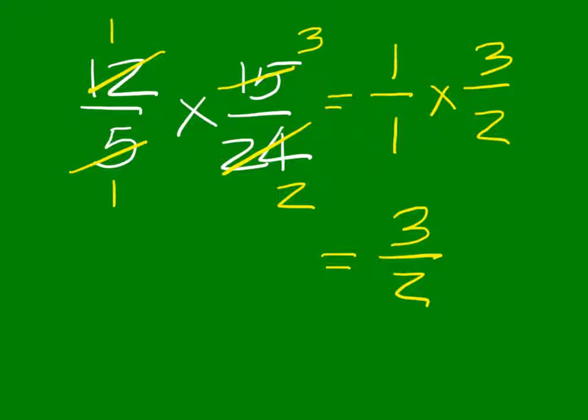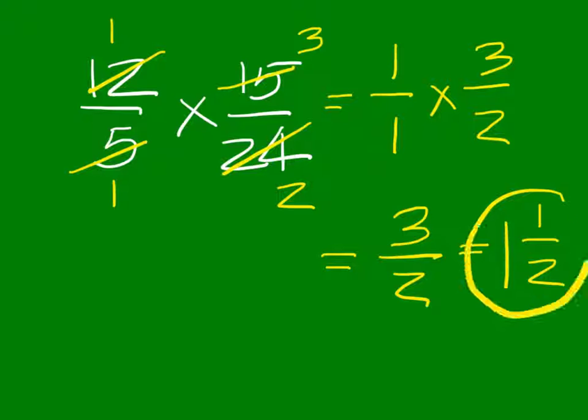Close. We have to change it to what? A mixed number. So now you divide. How many times does 2 go into 3? With 1 left over, so it's 1 1/2.